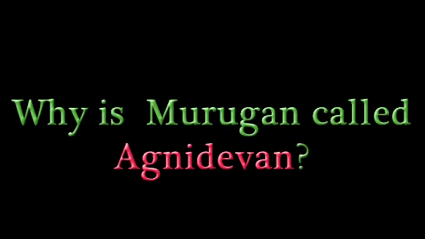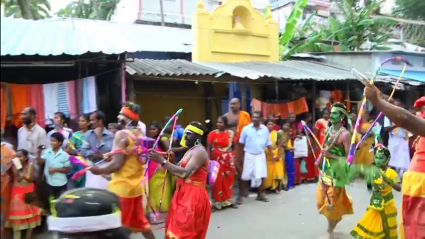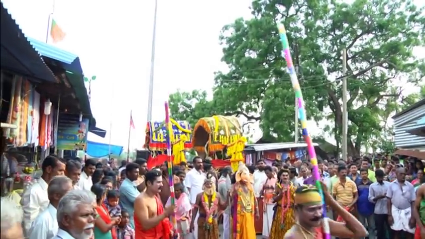Why is Murugan called Agni Devan? Murugan torched the farm forest for clearing the land for agriculture. In fact, he waged a war with the Kauravas of ancient Lanka who opposed burning the forest.